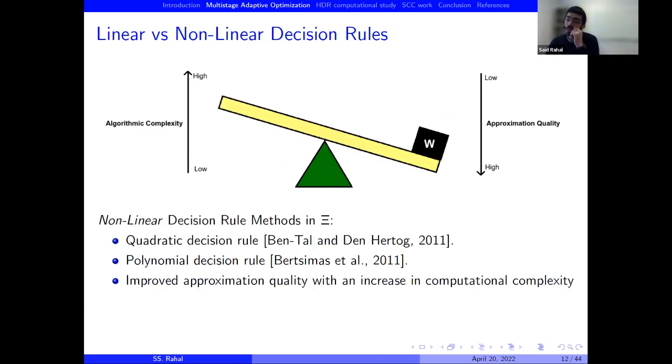Later on, some nonlinear decision rules were implemented, like quadratic decision rules, or quadratic dependence, and polynomial decision rules. Okay, it improves the approximation quality, but now the computational complexity in terms of the nature of your tractable counterpart will start to increase. For example, let's say a linear decision rule with a polytope will give you a linear tractable counterpart. Now, a linear decision rule with an ellipsoid will give you a second order conic counterpart.